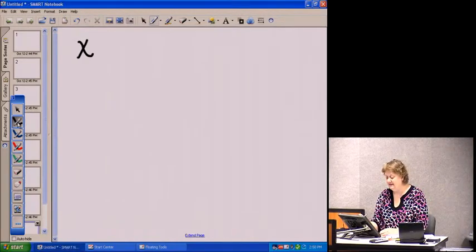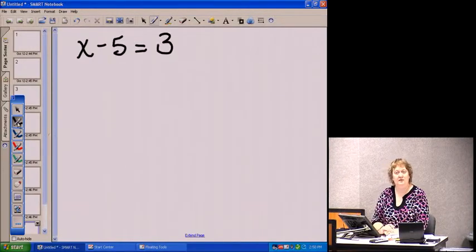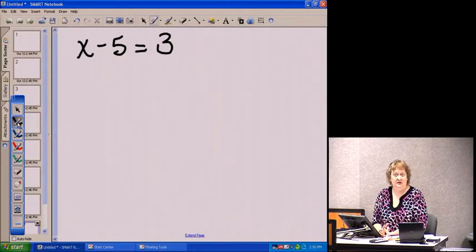And I have x minus 5 equals 3. And I'm starting with one that we can look at and have an answer for. In other words, this is one that most of you can look at and tell me that the answer is 8. When I taught this class, a lot of students said, well, why can't I just write x equals 8?